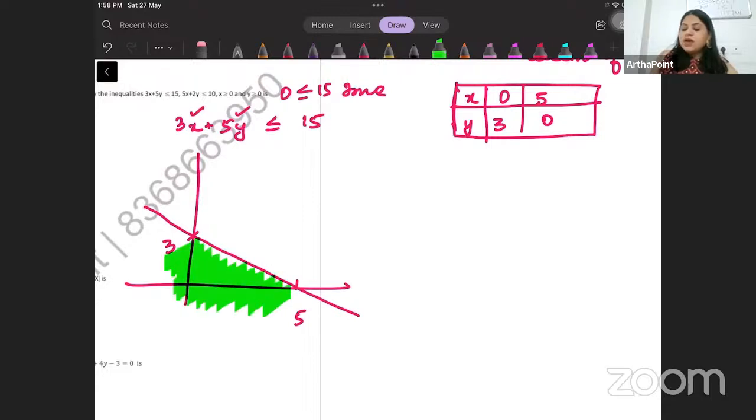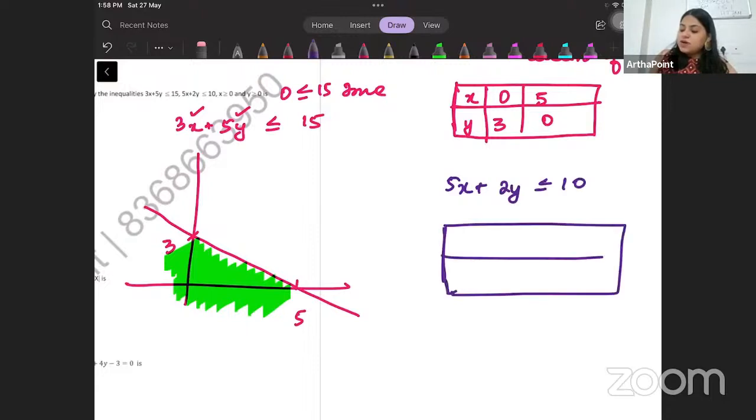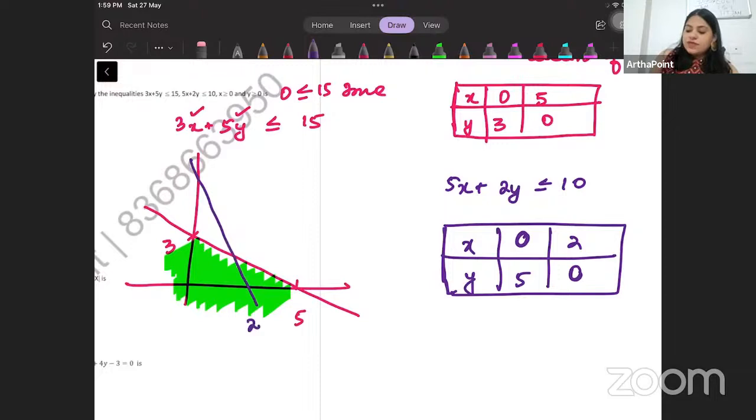Then the next equation is 5x plus 2y less than or equal to 10. Again, please try and make this yourself, beta. Put x and y. When x is 0, y will be 5. When y is 0, x will be 2. So you will get something like this. This will be 2 and this will be 5. Again, the area that you shade will be towards the origin.